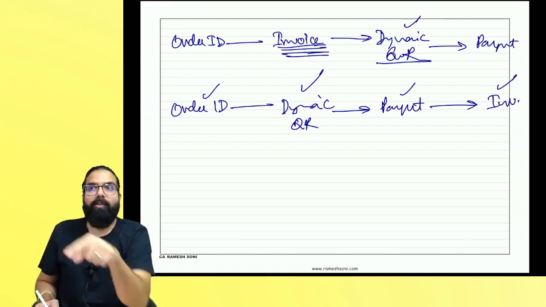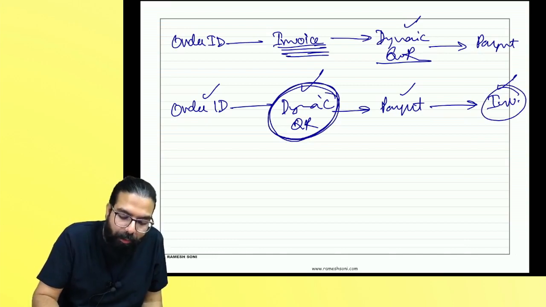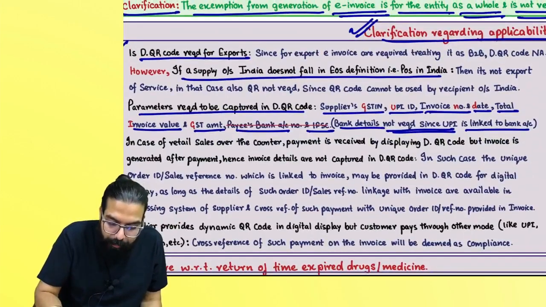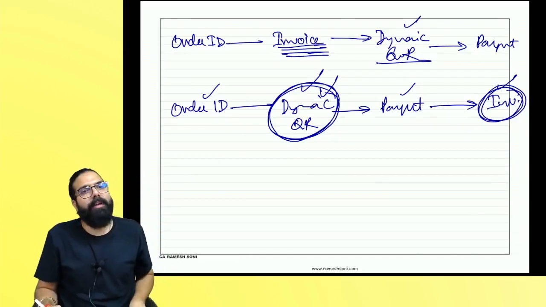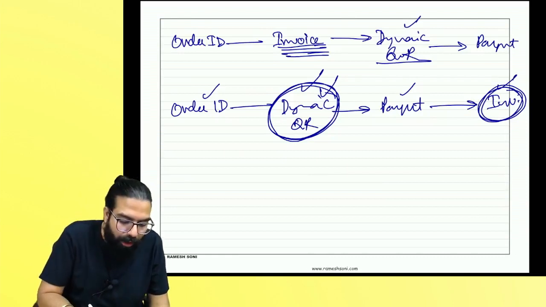Do you guys agree with me? Now, in this scenario, sir, how will I capture this in the dynamic QR code? Because the invoice is generated later, how will I capture invoice-related details? Because you told us the invoice number and date, etc. has to be captured. So, sir, in this scenario, what will happen? What is the government telling over here? This order ID is there, no?